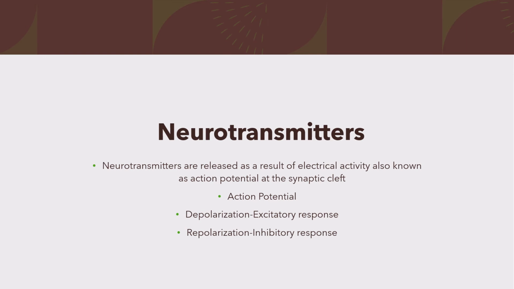That leads us to the neurotransmitters, which are released during those processes that occur in the synaptic cleft. So neurotransmitters are released as a result of electrical activity, also known as action potential, at the synaptic cleft. So we have two phases of the action potential. We have depolarization and we have repolarization. The depolarization, remember, is the excitatory response, and then repolarization is the inhibitory response. Just take note of these two.